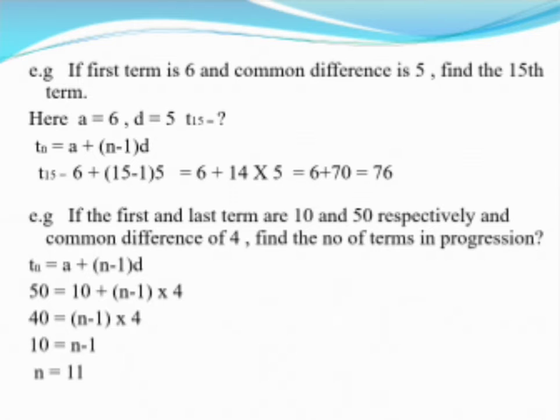So let us now compare the given data with the formula. Tn is equal to 50, a is 10, common difference d is 4. So putting these values in the formula, we get 50 is equal to 10 plus n minus 1 into 4. Simplifying it, we get n is equal to 11. So I hope you are now familiar with the examples and the use of the formula.